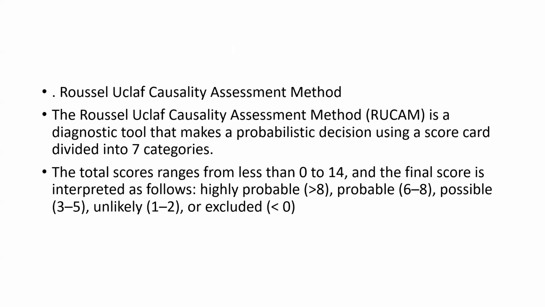The Roussel-Uclaf causality assessment method, that is RUCAM, is a diagnostic tool that makes probabilistic decisions using a scorecard, and it is divided into 7 categories. Total score ranges from less than 0 to 14, and the final score is interpreted as follows. That is highly probable if score is more than 8, probable if score is between 6 to 8, possible if score is between 3 to 5, unlikely if score is between 1 to 2, and if it is less than 0, then exclude.